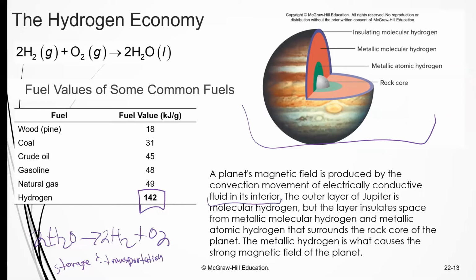Now on Earth, we're a rocky planet, and so we have iron on our interior, but hydrogen makes up a large part of our gas giants. So those are those planets that are farther out past Mars, where they are primarily made of gases, and primarily it's going to be hydrogen on that level.